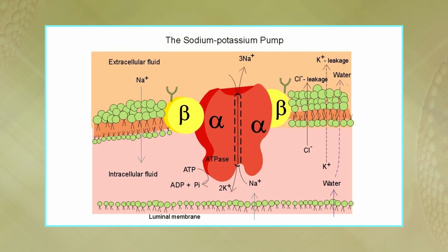The pump has 3 binding sites for sodium ions and 2 for potassium ions, so each cycle transports 3 sodium ions and 2 potassium ions across the plasma membrane at the expense of 1 molecule of ATP. The importance of the sodium-potassium pump is indicated by the fact that it's estimated to consume nearly 25% of the ATP utilized by many animal cells.